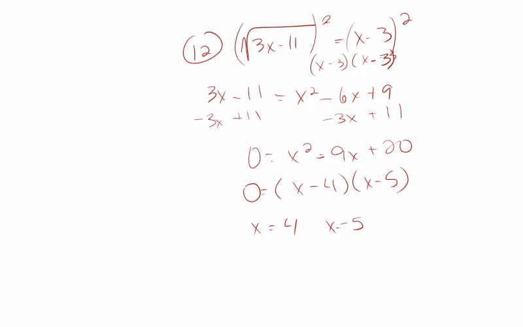And both of those will still make the radical greater than 0. So if I plug those in, 3 times 4 is 12 minus 11 is 1. So that's positive, or greater than 0. 15 minus 11 is 4, greater than 0. So those work. It is good.